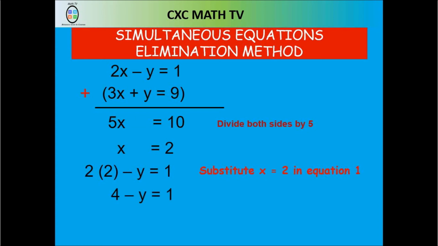But we know 4 minus 3 equal 1. And so y has to be 3. So our solution then is x equal to 2 and y equal to 3. And that is it. Really, really nice. That is all elimination method entails.